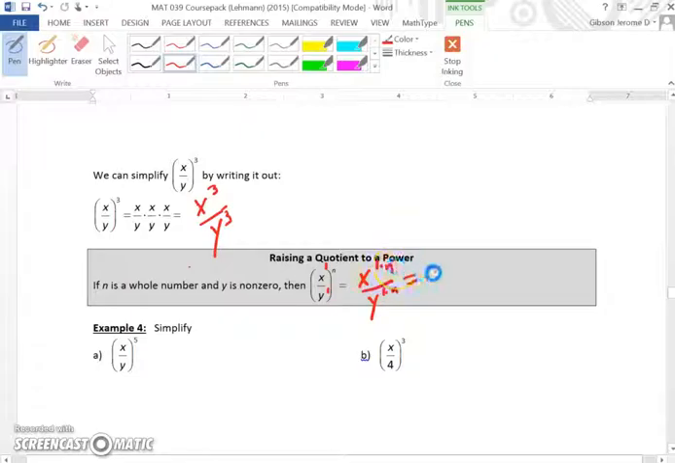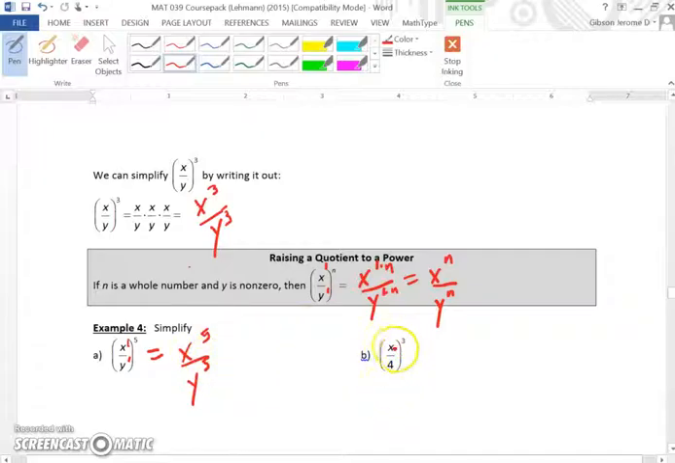So we'll have x to the 1 times n, which will give us x to the n, and y to the 1 times n will give us y to the n, because each one of these is taken to the n power. Now we come here to example 4. It says to simplify. Now we know that both of these are taken to the first power. So we know this would be x to the 5th over y to the 5th, because this would be 1 times 5 and 1 times 5.